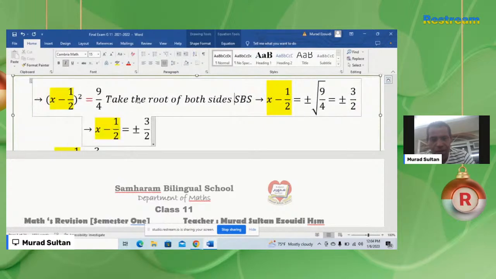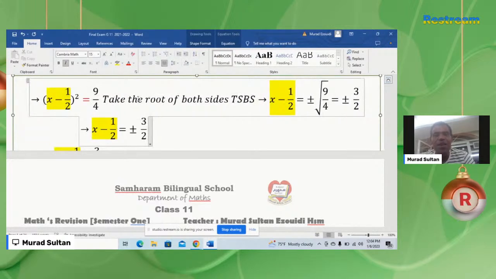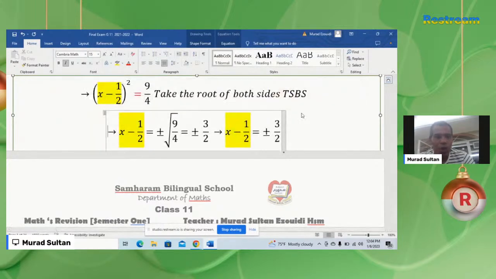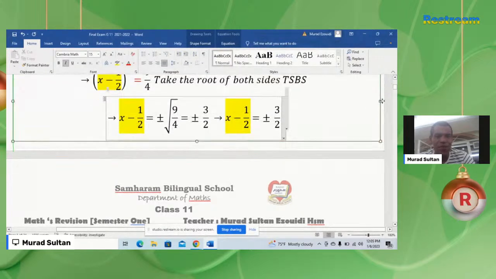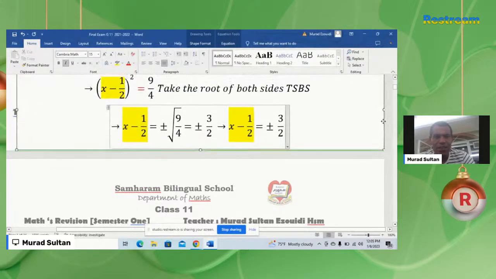Therefore, learners, here we just see that x minus 1/2 equals plus or minus the square root of 9 over 4. Therefore, root of 9 is 3, root of 4 is 2, and this is the positive and negative sign. Therefore, x minus 1/2 will be plus or minus 3 over 2. I wish that's clear for you, learners.